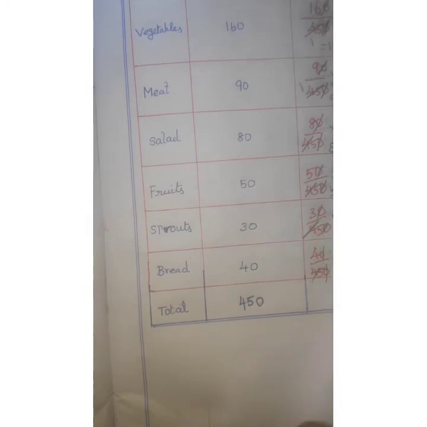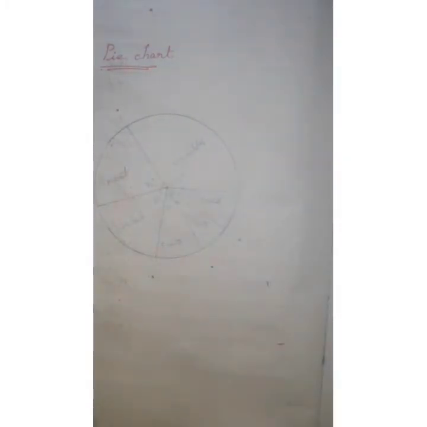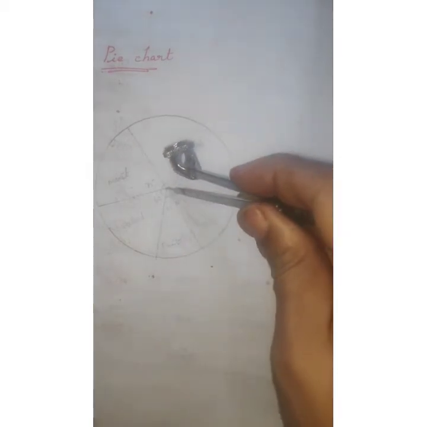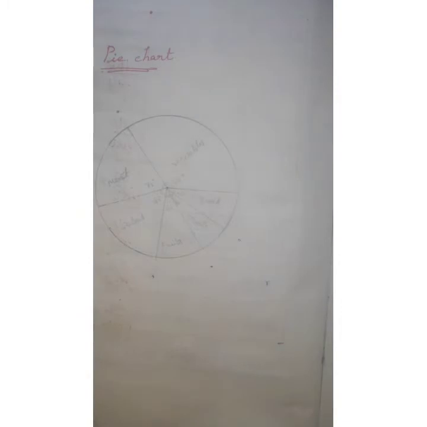Next, fourth step, you want to draw the pie chart. How to draw the pie chart? First, you draw a circle. Use a compass and draw the circle. The center point comes there. Keep the point and, with the scale, draw one line.